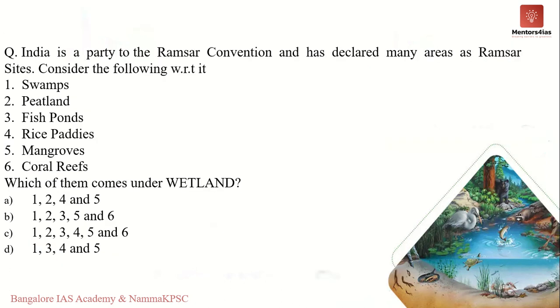Okay, so here we have a question. It says, India is a party to the Ramsar Convention and has declared many areas as Ramsar sites. Consider the following with respect to it. Okay, so we have swamps, peatland, fish ponds, rice paddies, mangroves, coral reefs. Now the thing is that all of them can be considered to be a wetland. So the answer has to be C.